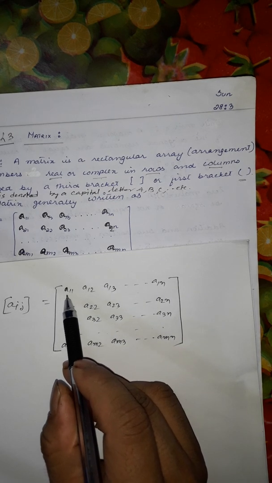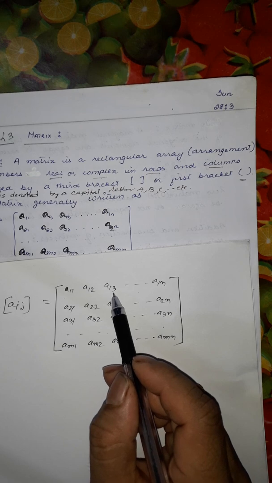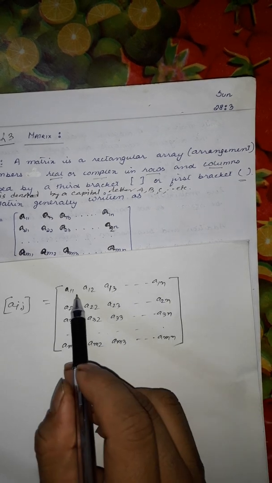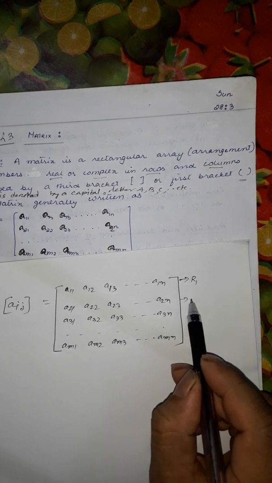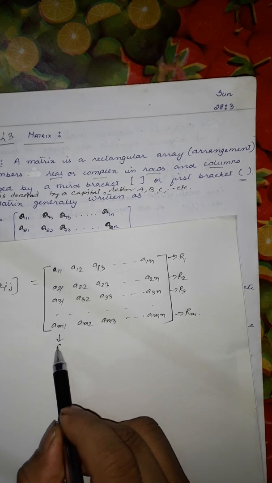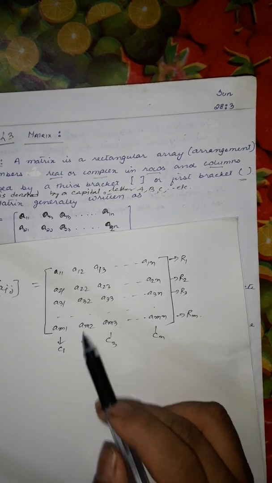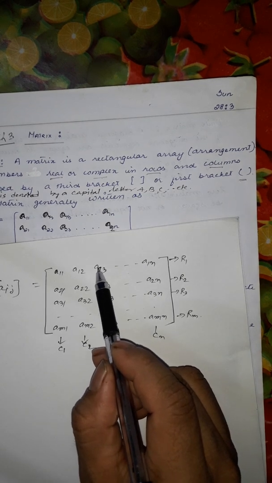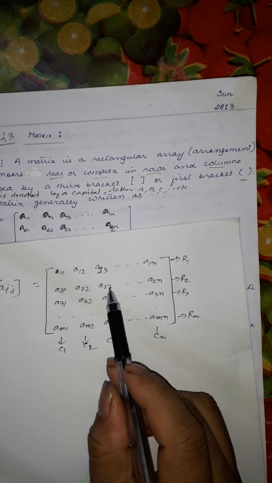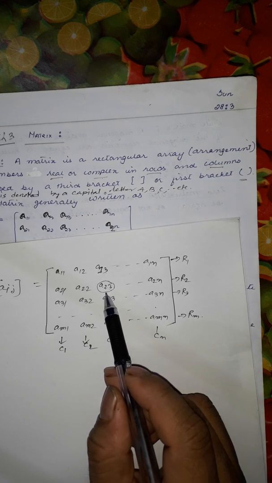These are the suffixes of the element, like 11, 12. The suffixes will tell the position of the element, like A13. This element is in the first row and in the third column, because the horizontal lines are rows: row 1, row 2, row 3, up to the mth row, and the vertical lines are columns C1, C2, C3, up to Cn. A23 is in the second row and the third column. So these suffixes will tell the position of the element.